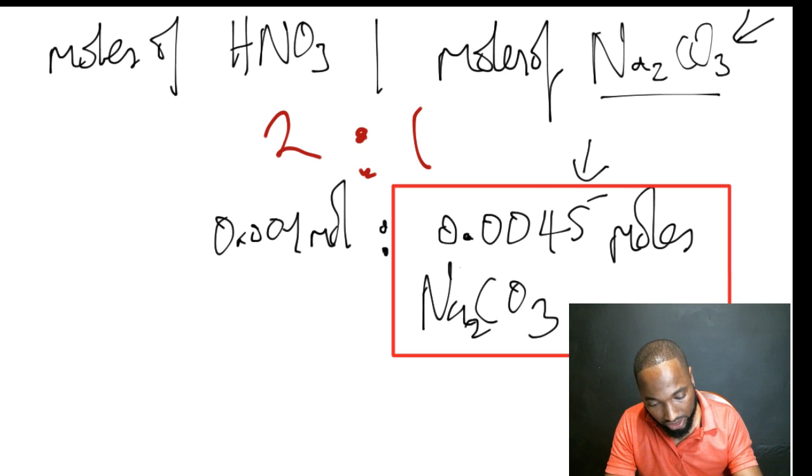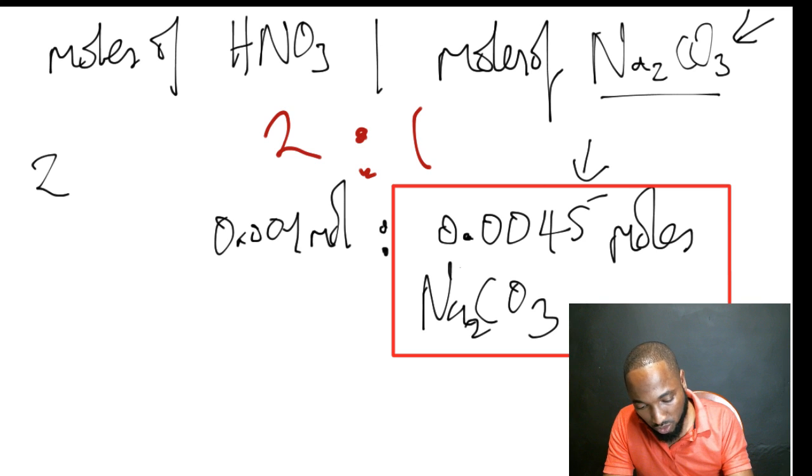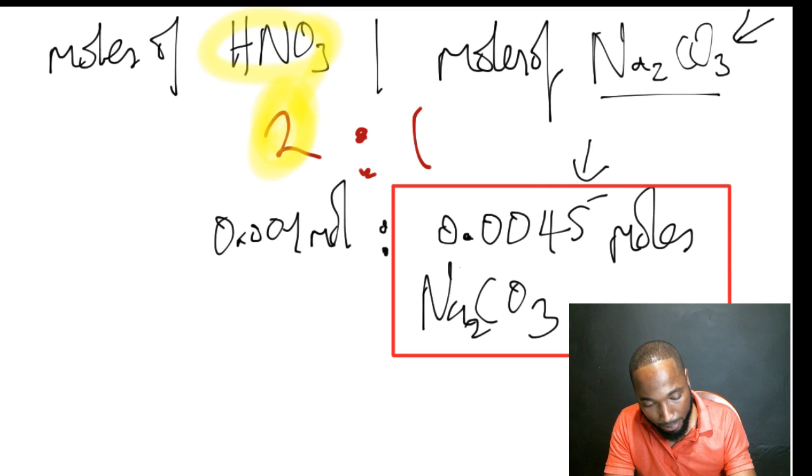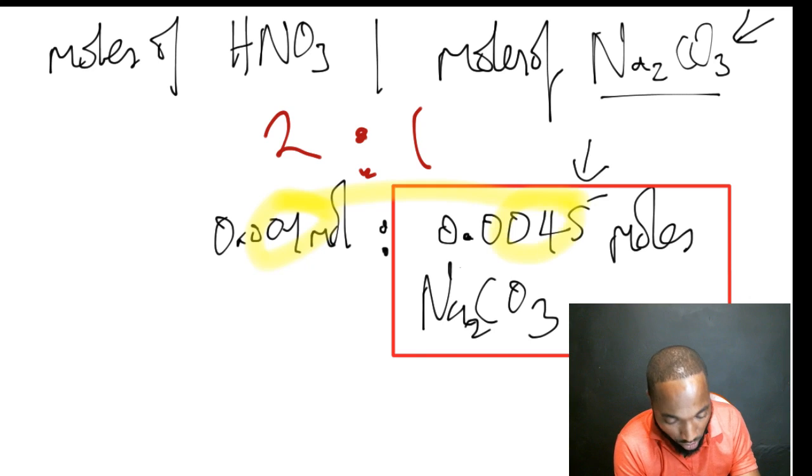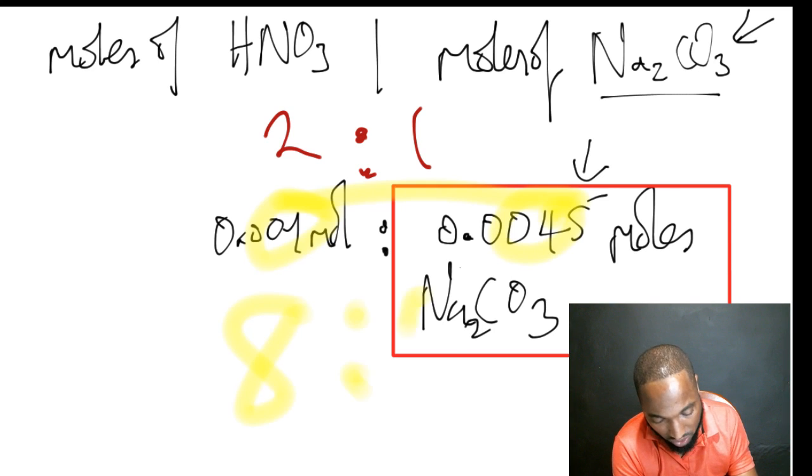How I get this? Okay. Yeah, because I kind of didn't show. So if you have 2 moles of the nitric acid, pay attention, it reacts with 1 mole of the sodium carbonate. It means if I had 8 moles of this, I'd need 4 moles of this. The ratio 8 to 4. If I had 10, I'd need 5.